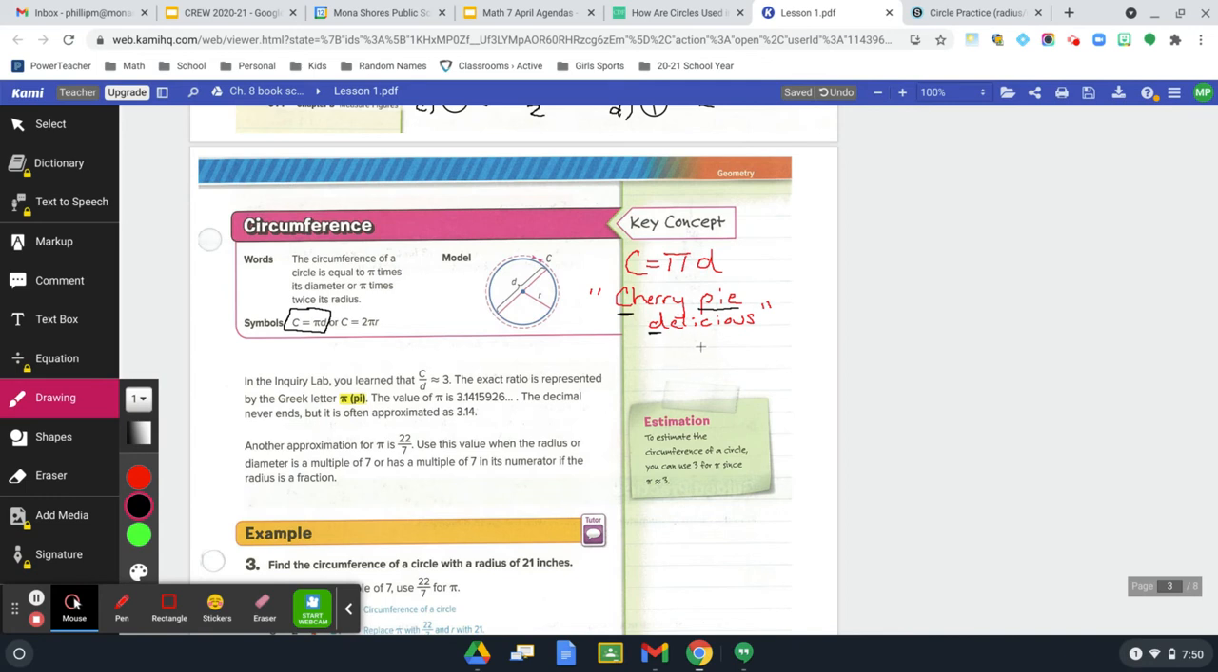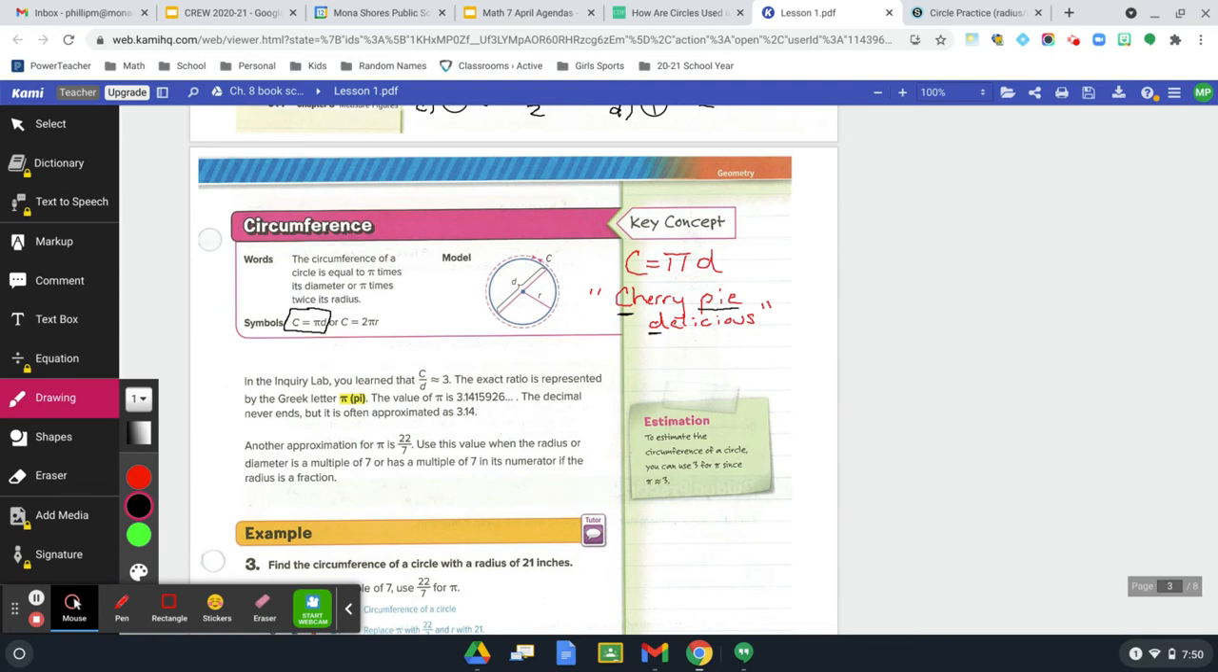Or maybe you just don't like cherry. Maybe you change it to chocolate, as long as it starts with a C. Chocolate pie delicious. As long as you're connecting each letter with a part of that formula. C, circumference, cherry. Pi, the Greek symbol. D, diameter, delicious. It helps you connect to the formula and understand it, and hopefully remember it a little bit easier.